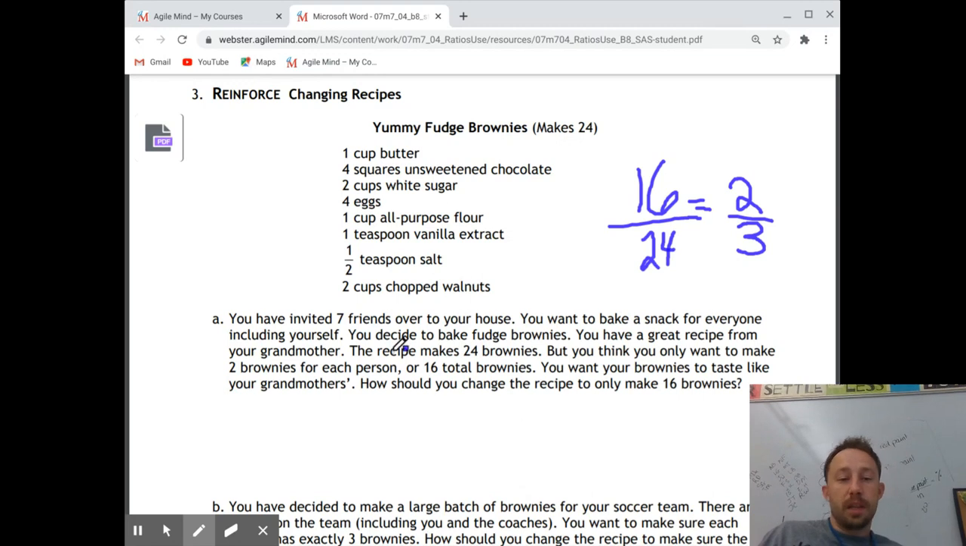So the question says, how should you change the recipe to only make 16 brownies? So in our case, what do we have to do with every one of these numbers? Multiply it by what? 2/3. That's correct. So I'm not going to take the time to do 2/3 times every one of these right now. That's something we can do on our own time in a little while for our homework. But let's look at question B.